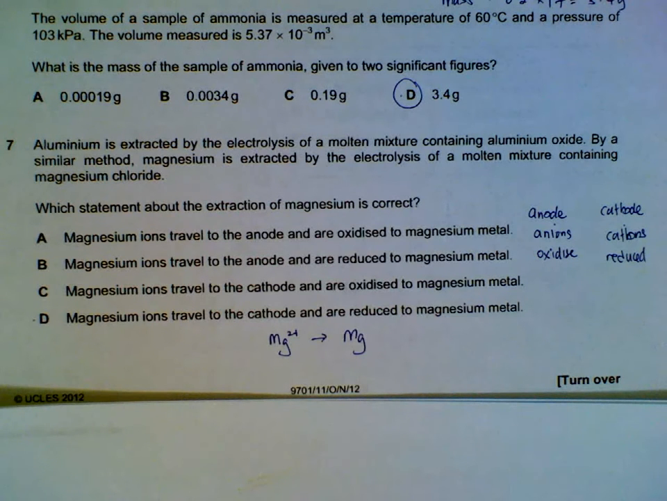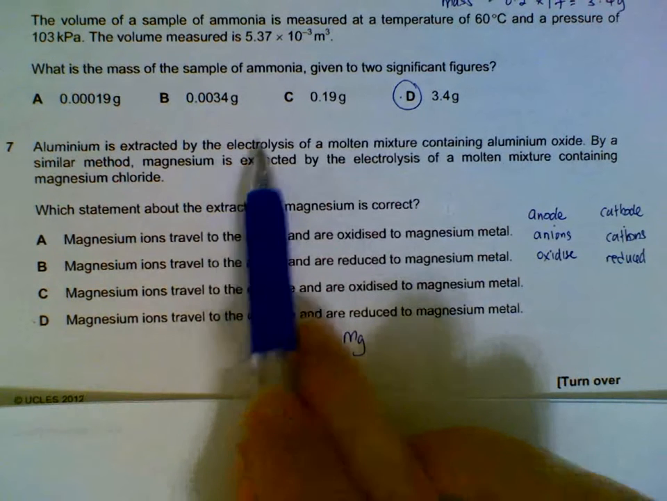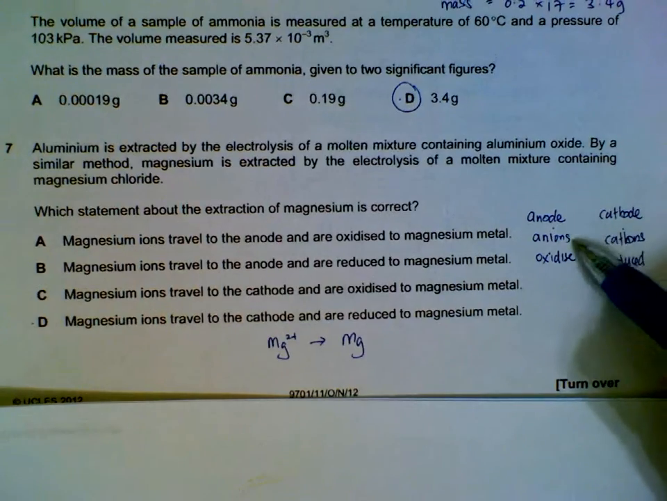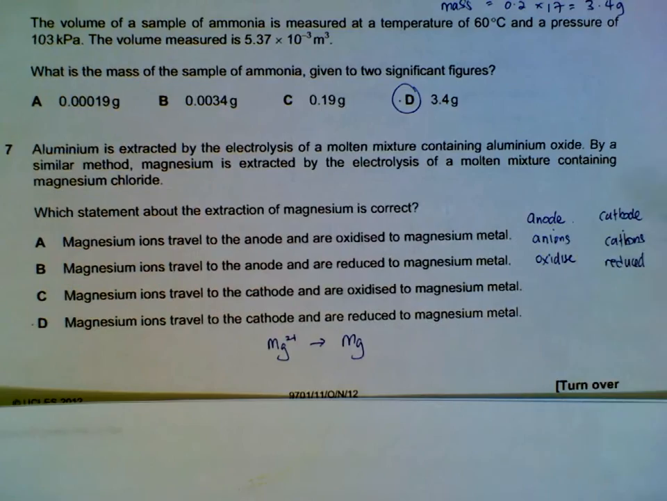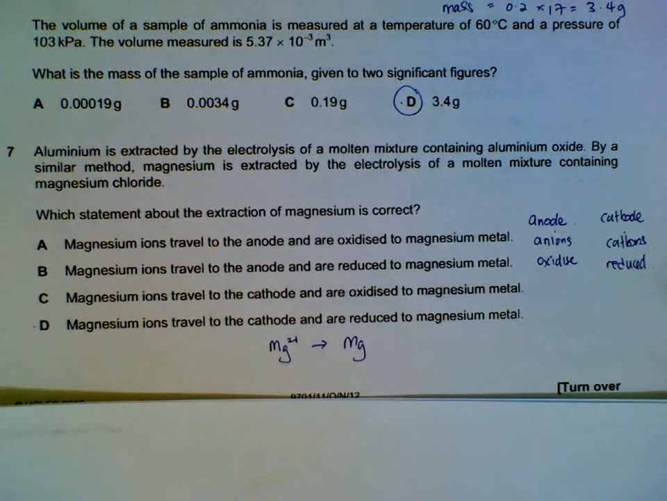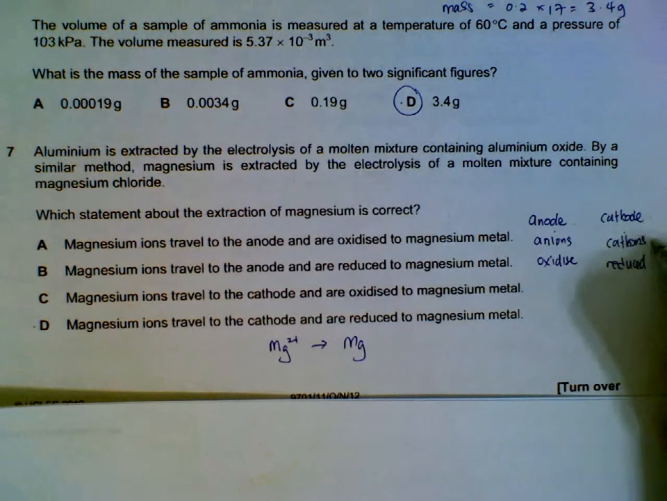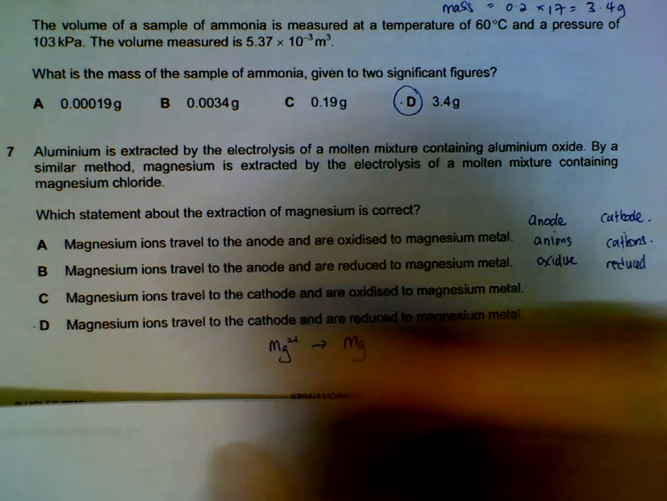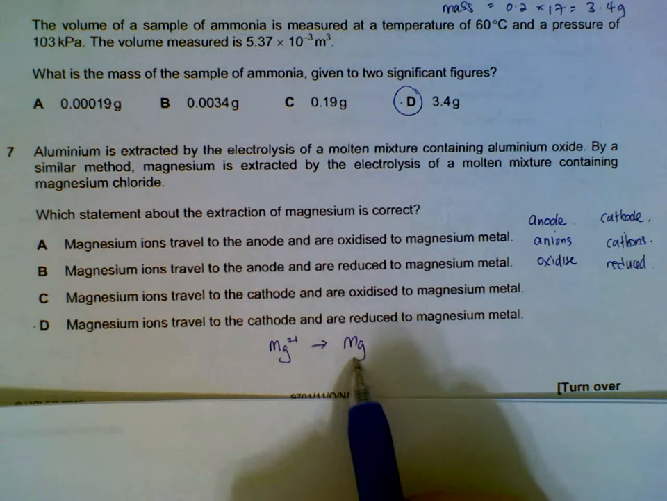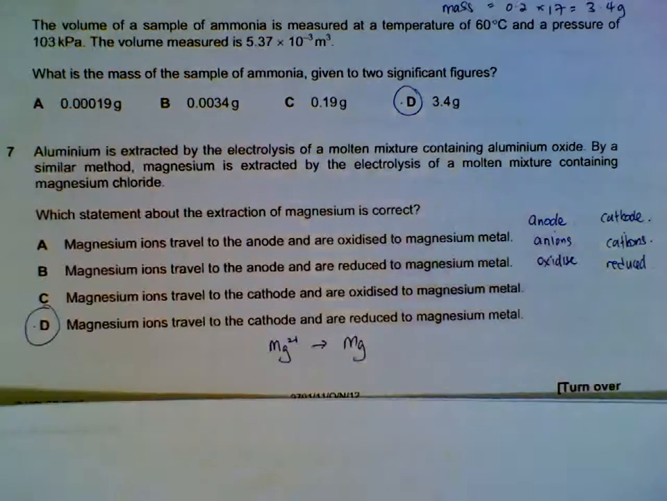Number 7, extracting magnesium. That's similar to extracting aluminium from aluminium oxide. So the general idea is that the anode will involve anions, which will involve oxidation. The cathode will involve cations that will be reduced. So since they're all talking about magnesium, we will be focusing on the cations and then the cathode. And then magnesium 2+ becoming magnesium metal will be reduction. So magnesium ions travel to the cathode and are reduced.